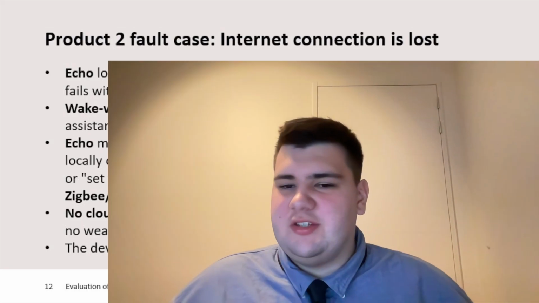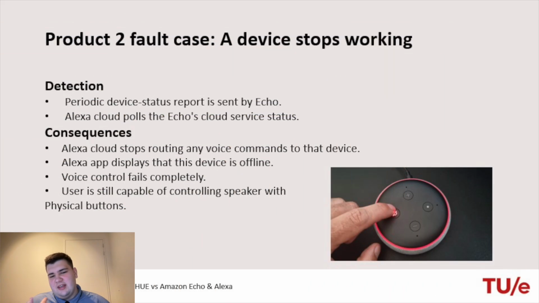What about if the device stops working? The Echo is sending periodically device status reports to Alexa Cloud, and Alexa Cloud polls the Echo Cloud's service status. So the Alexa Cloud will be informed if something goes wrong with it. Alexa just stops sending and routing any voice or other commands to that device, and Alexa displays this device as offline, and voice control will not work. However, the user can still play music or manipulate that speaker.